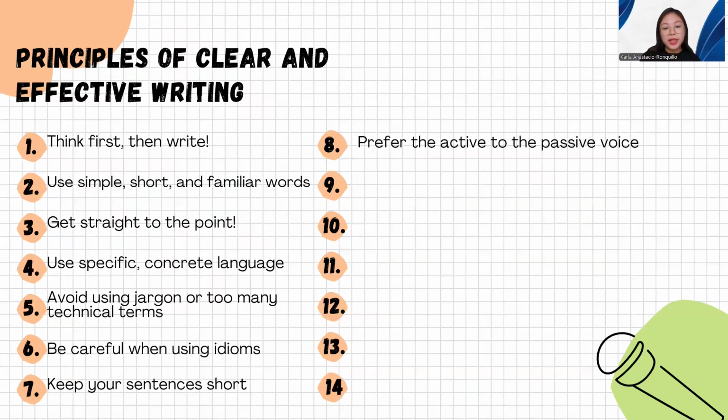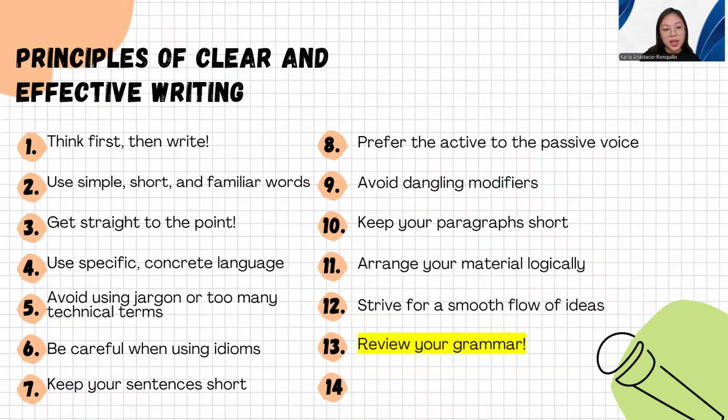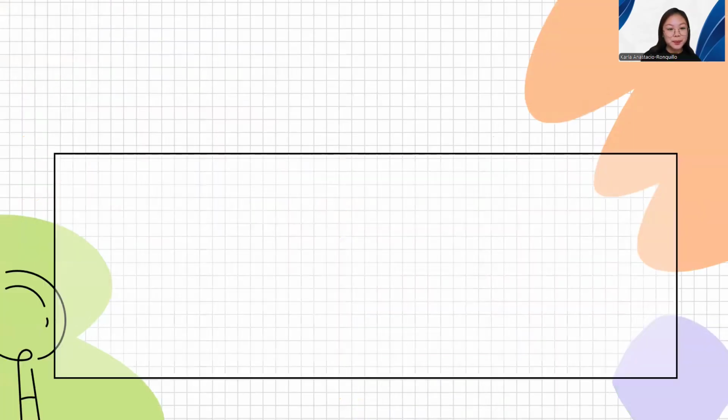Principle 8, prefer the active to the passive voice. Principle 9, avoid dangling modifiers. Principle 10, keep your paragraphs short. Principle 11, arrange your material logically. Principle 12, strive for a smooth flow of ideas. And for the last two principles, which will be discussed later on, Principle 13, review your grammar. And lastly, Principle 14, revise and sharpen.